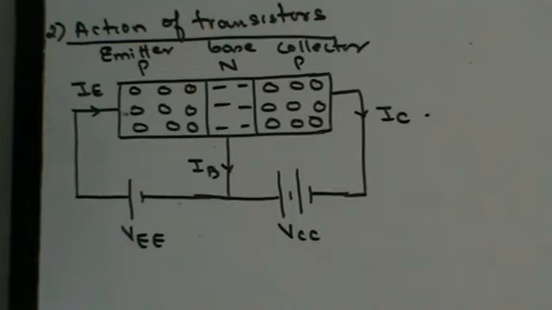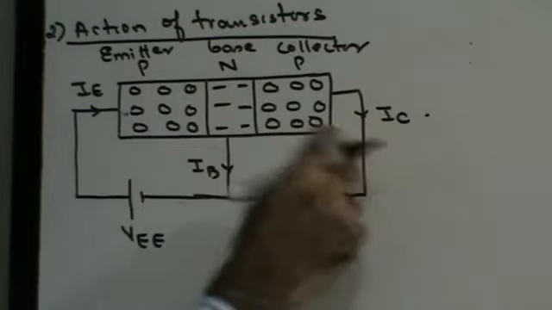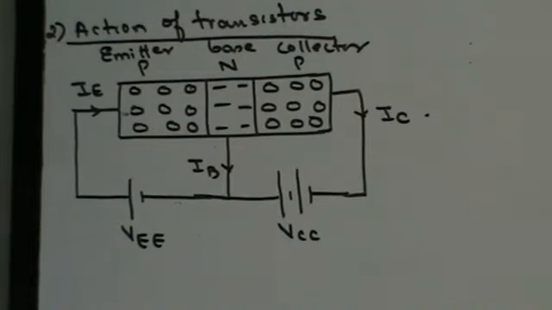Now the remaining holes which have drifted across the base enter into the collector and under the influence of the negative collector potential, the holes are going to be attracted towards the negative terminal. They are going to move into the collector and they will move out of the collector and that will constitute my collector current.